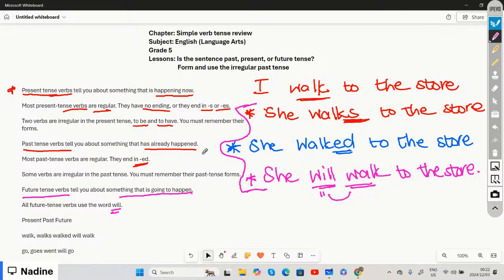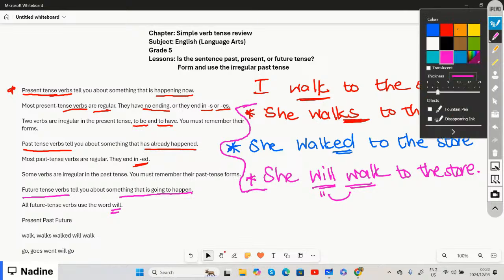But in the past, she walked to the store. We added an ed because it's still regular, and the rule is to add ed. So she walked to the store, or they walked to the store. And then the future tense shows something that is going to happen, so we add will in front of our verb. Then we say she will walk to the store, or they will walk to the store.